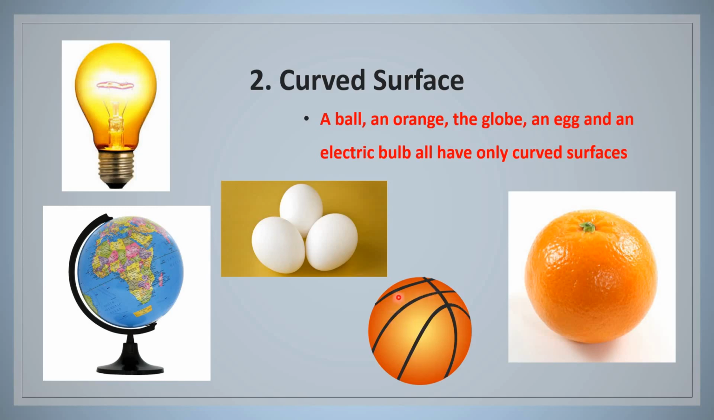Here there is a ball. It is again a curved shaped ball. And an orange, again it has a circular shape, which is a curved shape. So curved shapes are usually something that are round or oval in shape. You can also have different types of fruits like mango, apple, grapes. They are all curved shaped fruits. So they all have curved surfaces. So this was all about curved surface. Remember, curved surface is something that has curves in it, for example, bulb, orange, ball, egg, globe.